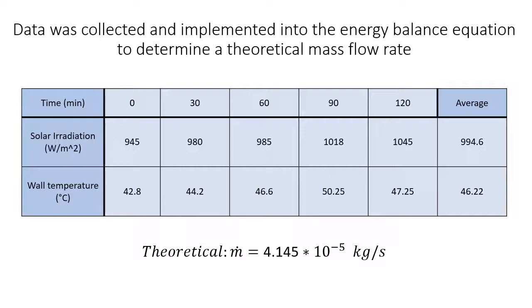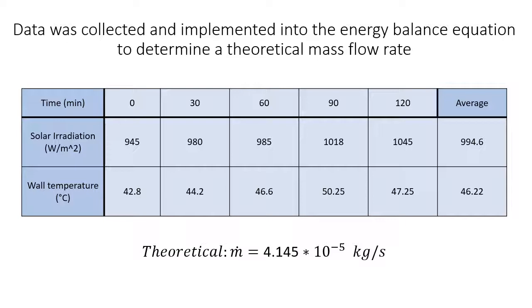Data of the solar irradiation and wall temperature of the system were collected and implemented into the energy balance equation in order to determine the theoretical mass flow rate of the system. These data were collected during experimentation in order to accurately match our experiment. Using a solar meter, solar irradiation was measured at half-hour increments. Due to the experiment being performed in the morning, the irradiation slowly increased over time.